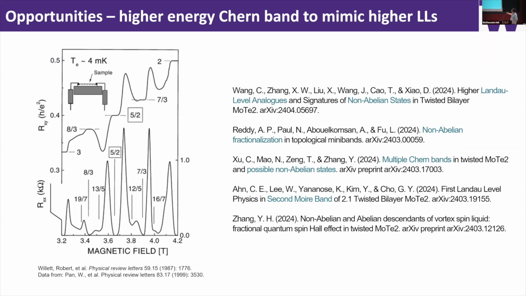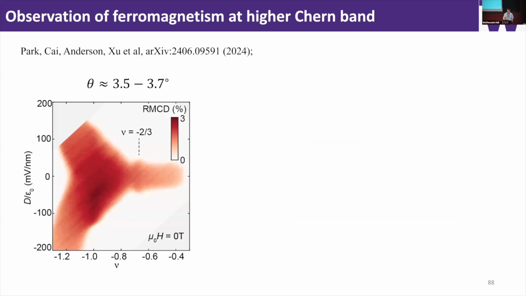So here I highlight just a few theory papers that discuss how we can create a flat Chern band to mimic the n equal to 1 Landau level and the possibility for non-abelian anyons in twisted MoTe2. All of this is motivation for us to study the Chern band with higher energy, the second Chern band. So let me just remind you again.